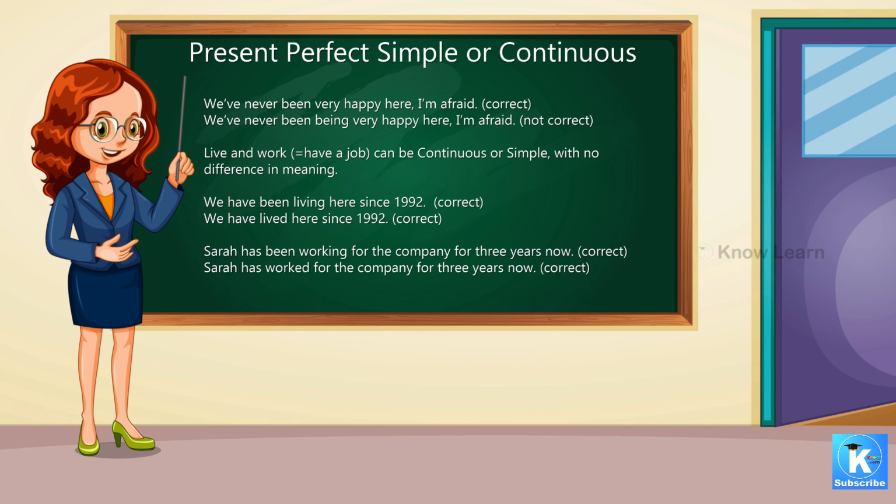Live and work, equals have a job, can be continuous or simple, with no difference in meaning. We have been living here since 1992. Correct. We have lived here since 1992. Correct. Sarah has been working for the company for 3 years now. Correct. Sarah has worked for the company for 3 years now. Correct.